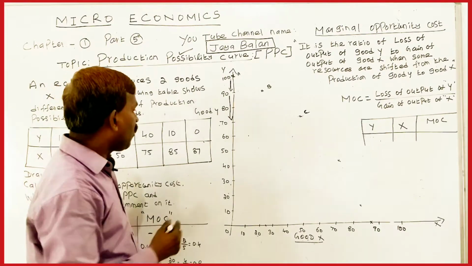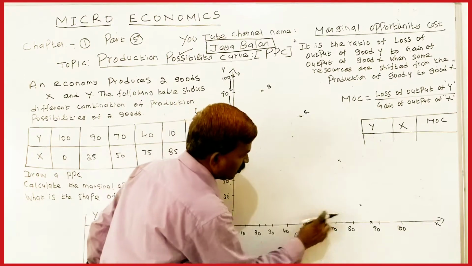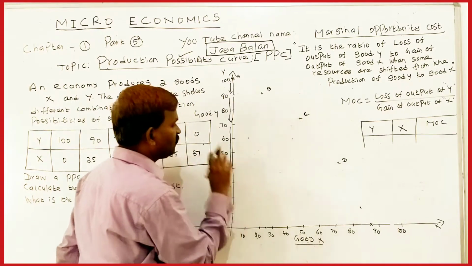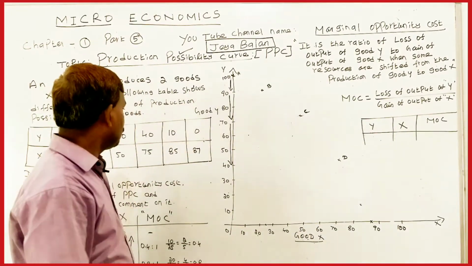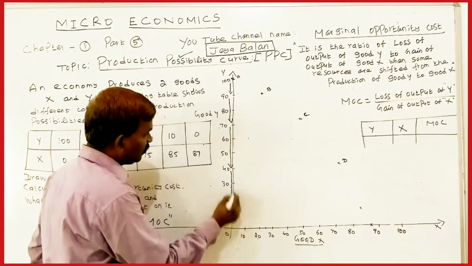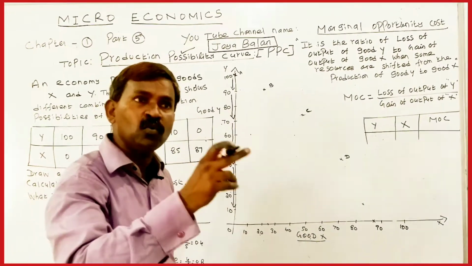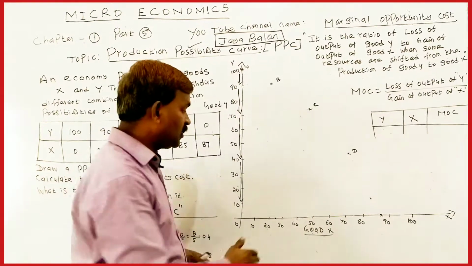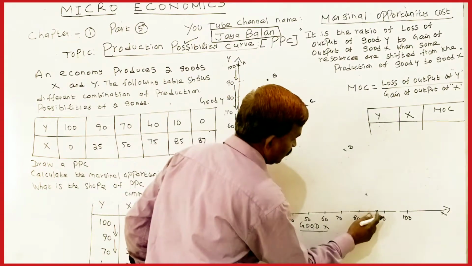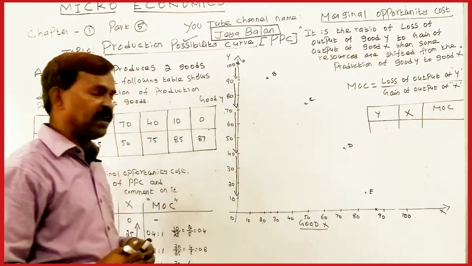Then next, 40 and 75. Again it further falls to 40, but here the production increases to 75. These are 75 units of good X and 40 units of good Y. Fifth combination. Again the production falls. Why? Because we have shifted some of the resources from the production of good Y to the production of good X. So what would happen? The production of good X increases from 75 to 85. This is 85 units of good X and 10 units of good Y.